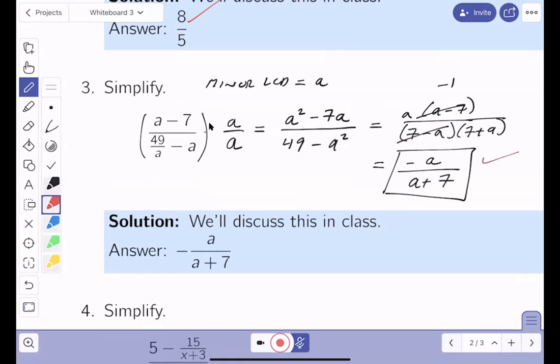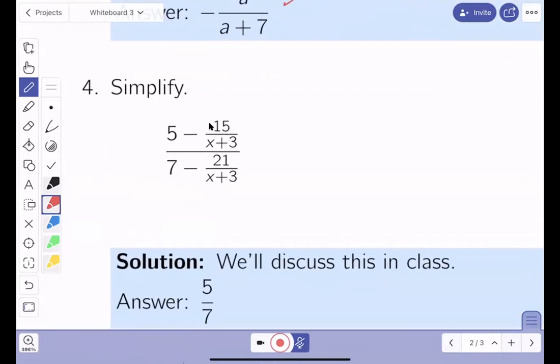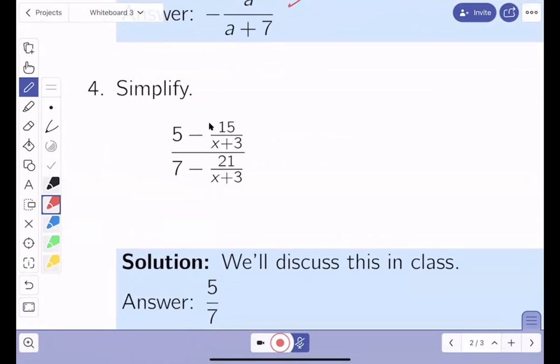Look at the answer and see if you got it. And you did. Now, if someone asks why they put the minus sign on the level of the fraction bar, you can do that, or just put it at the top. Either way. All right, let's look at number 4. And again, the procedure is going to be the same each time. And what's that procedure going to be?